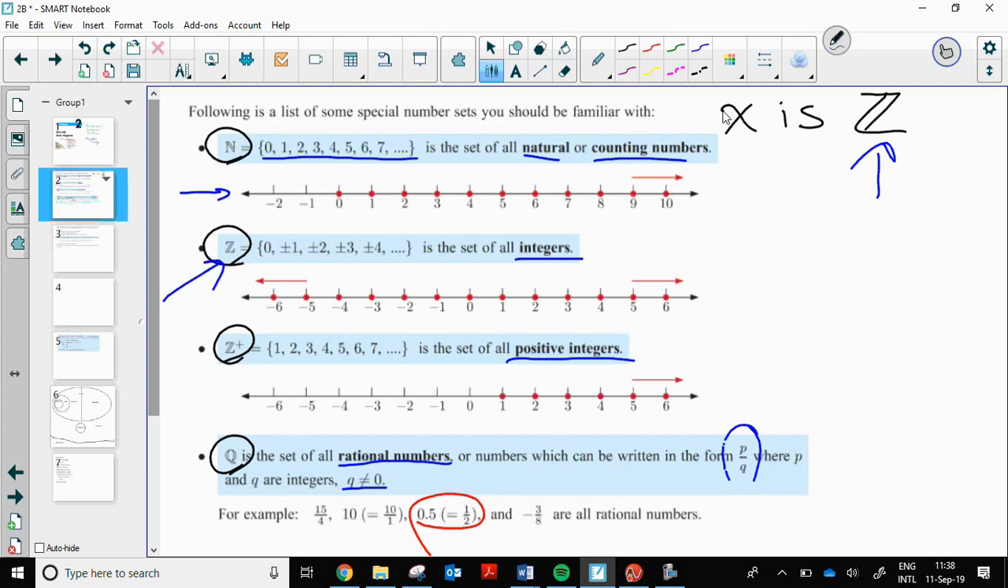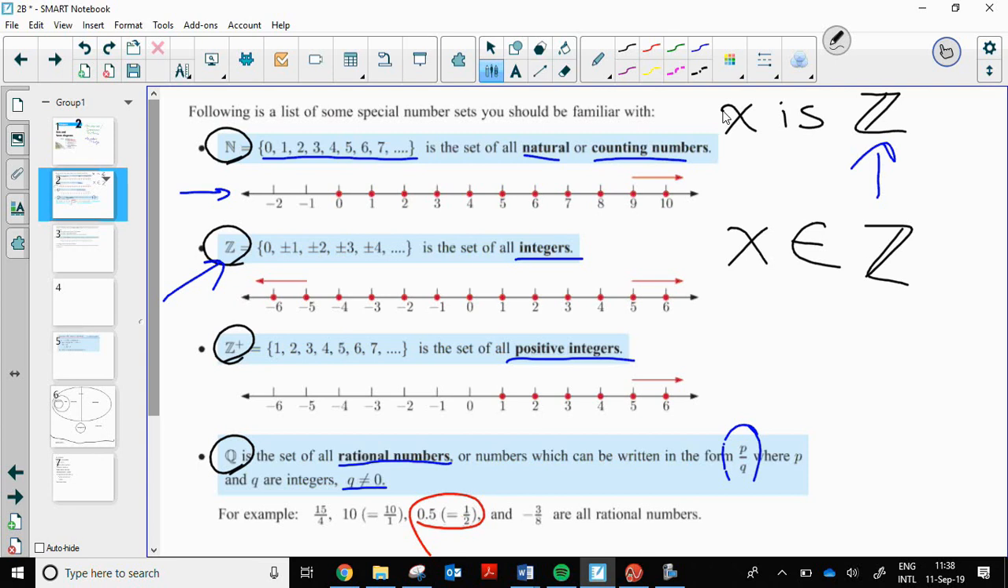I might be even fancier, and I might use this symbol. It looks kind of like the euro currency symbol. That just means the same thing. That means x is in the set of integers. You're not required to write these symbols in any of your answers. You can always use words, but you do need to be able to recognize them when you see them on a page.